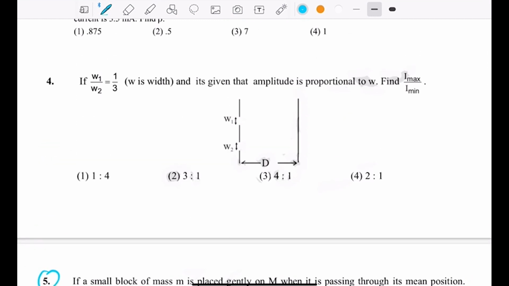If the width W1 is given, the amplitude is proportional to the width. Imax by Imin: Imax is equal to, we know, root I1 plus root I2 whole square, and Imin is root I1 minus root I2 whole square. Intensity is directly proportional to width. So I2 is 3 times I1.